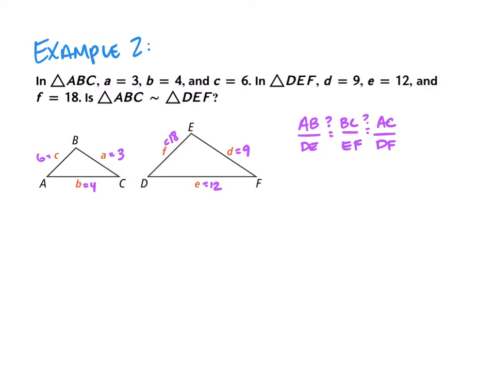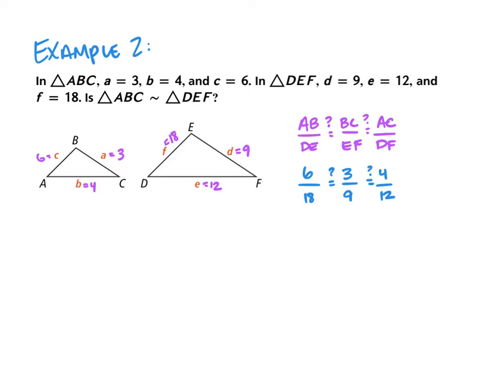So now let's substitute in the actual values for each of these side lengths. AB is 6, and DE is 18. BC is 3, and EF is 9. AC is 4 and DF is 12. So now the question is, do all three of these ratios equal each other?